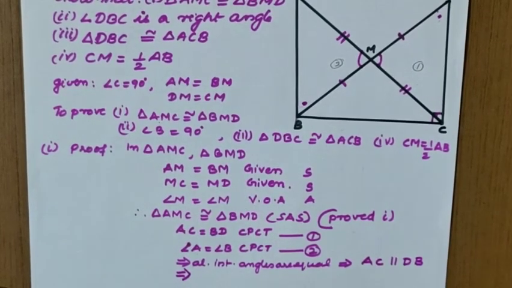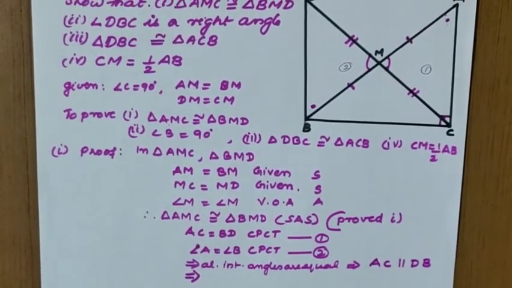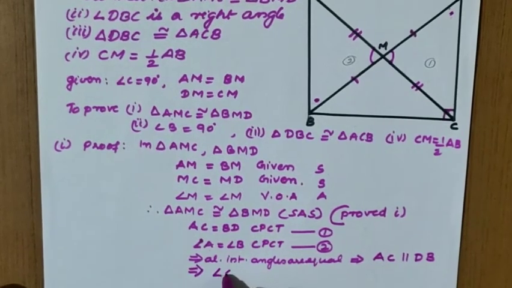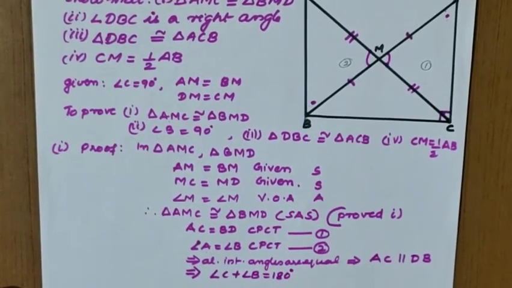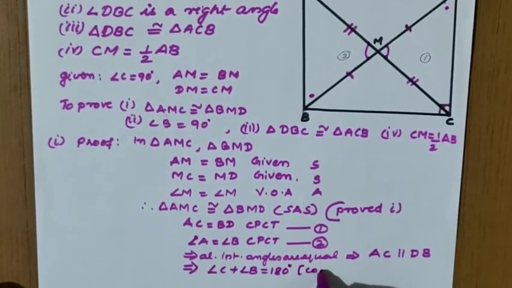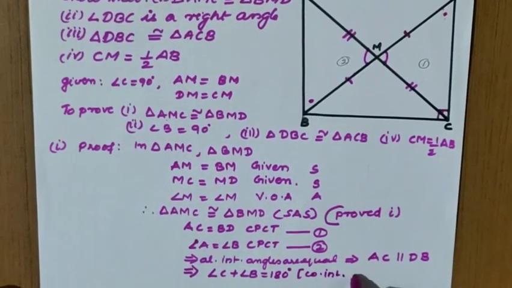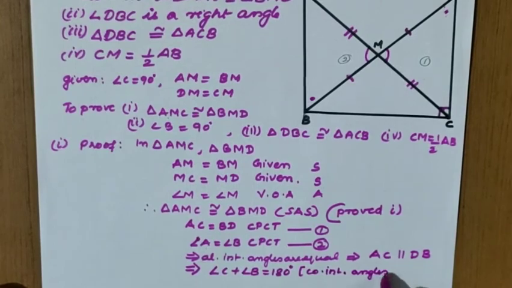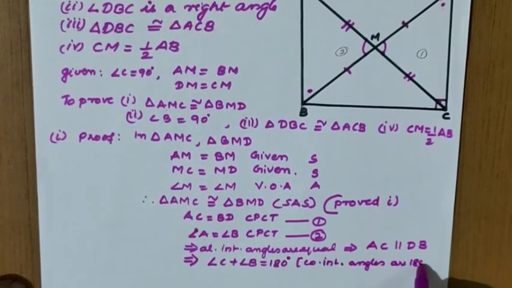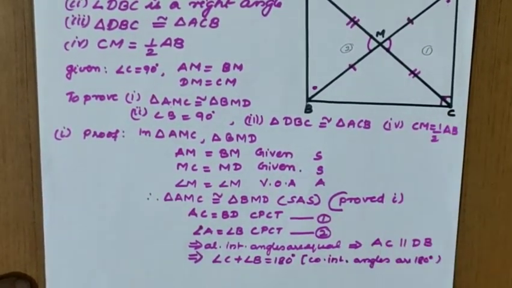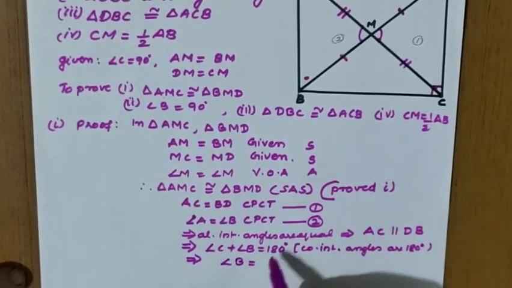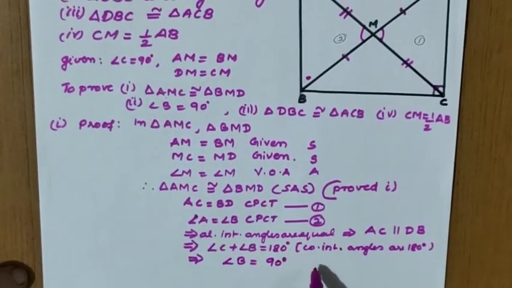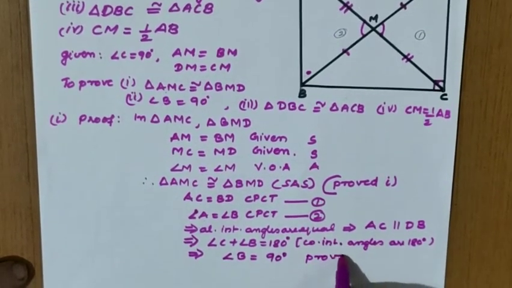Implies. Okay. What can we write? AC is parallel to DB. Can we write angle C plus angle B equals 180? What is the reason? Co-interior angles are supplementary. But what is C there? C is 90. So what is B now? B equals 90 degrees. Proved 2.